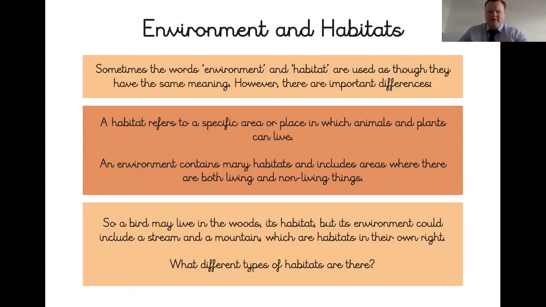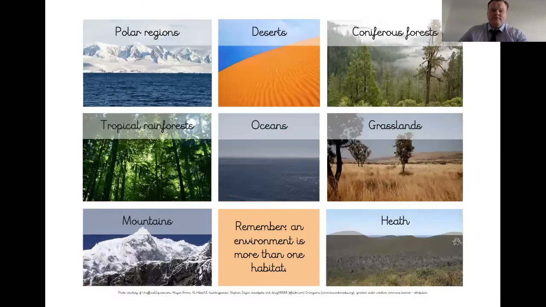What different types of habitats are there? Think about your learning throughout school. Well, we have polar regions, deserts, coniferous forests, tropical rainforests, oceans, grasslands, mountains, a heath. That's an unusual word. We don't come across that often. And remember, an environment is made up of more than one habitat, as we've already discussed.